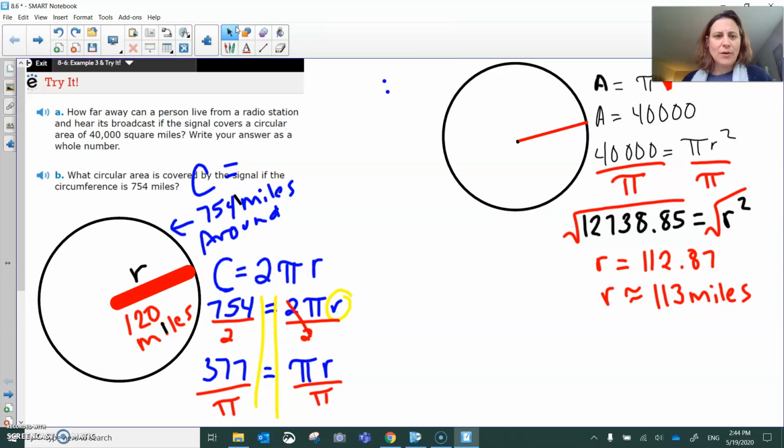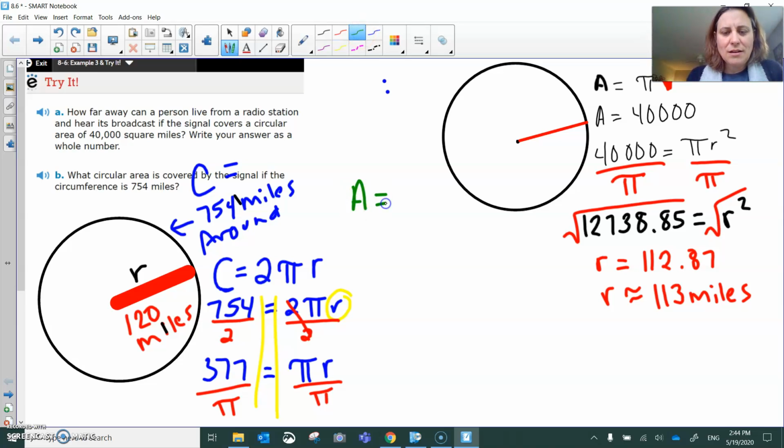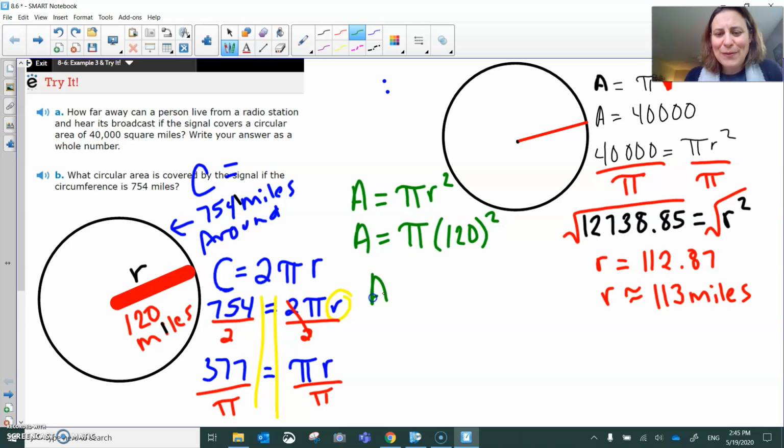Okay. So now that we know what the radius is, now we can find the area, and the formula for area is pi r squared, and we just figured out that the radius is approximately 120. And here's the part where I messed up yesterday. I don't know what I did to that 120, but if you multiply 120 by 120, you end up with 14,400.